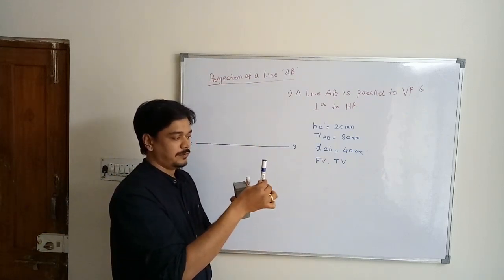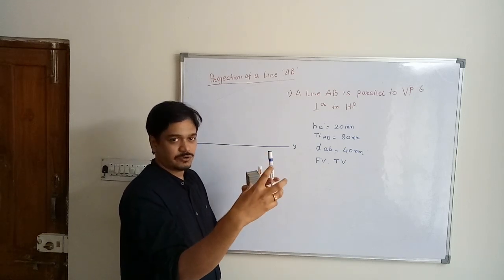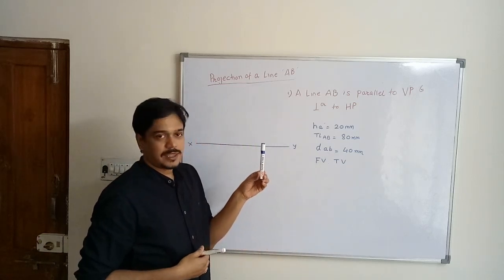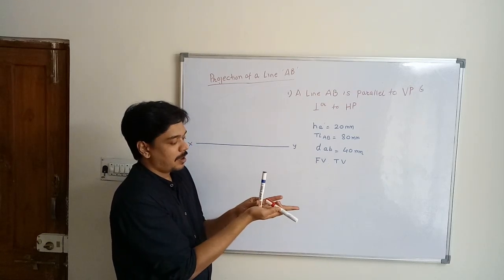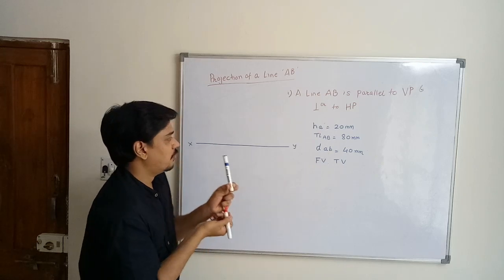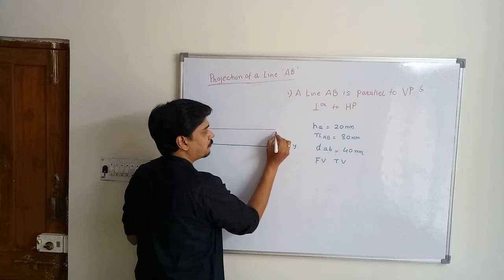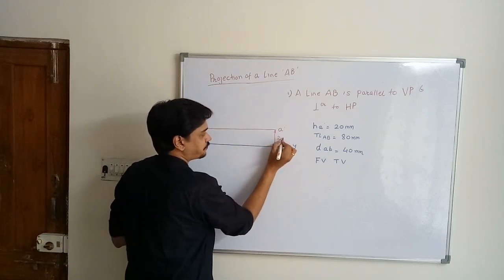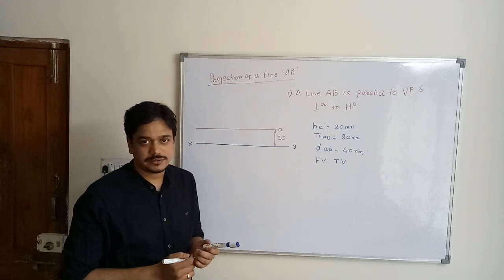So if you observe this from the front direction, in this case the observer is over here. The observer is observing the line AB from the front direction. This point A is 20 mm above the horizontal plane. So let us first draw the location or height of point A. This represents the height of point A, that is A dash. It is 20.